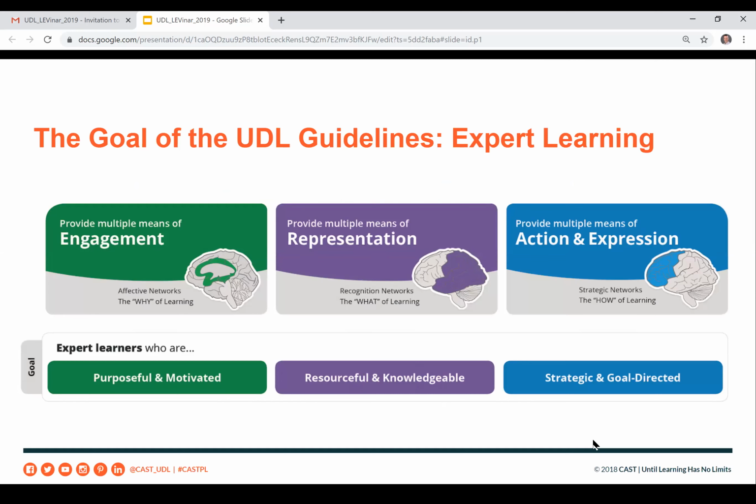The goal of UDL guidelines is to create expert learners. By providing multiple means of engagement, we create expert learners who are purposeful and motivated. By providing multiple means of representation, we create expert learners who are resourceful and knowledgeable. And by providing multiple means of action and expression, we create expert learners who are strategic and goal-oriented.